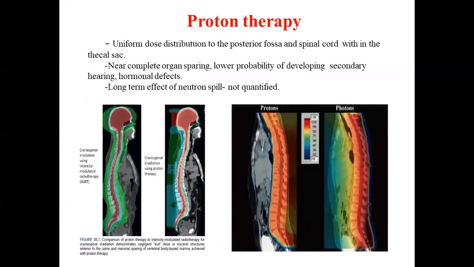Coming to the CSI proton therapy. One of the most common indications for proton therapy is medulloblastoma or brain skull-based tumors. These are the main indications for proton therapy. You can see the dose distribution here between the proton therapy and IMRT, between the 3D CRT and proton therapy. The main points are there will be uniform dose distribution to the posterior fossa and spinal cord, and near complete organ sparing, lower probability of developing secondary hearing or any hormonal defects or toxicities, long-term effect of neutron still not quantified. These are the advantages of the proton therapy.